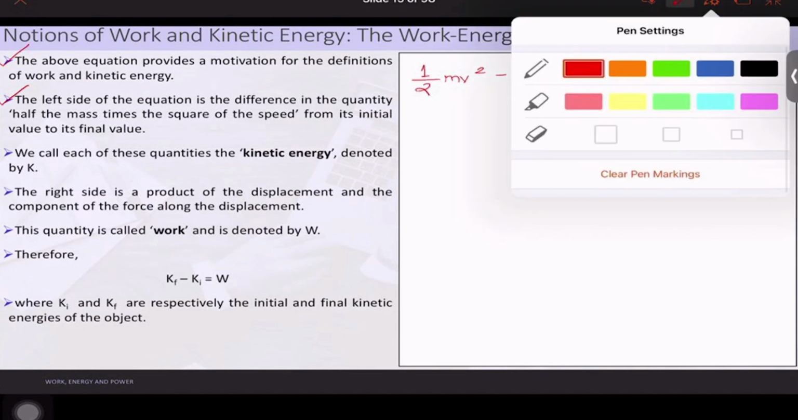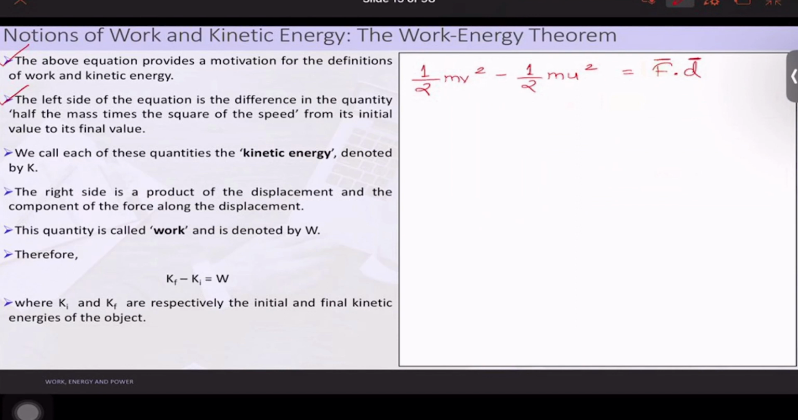Okay, so what is the meaning here? Basically, the left side of the equation is the difference. As you can see, it's a difference in the quantity. What is the quantity? It's half the mass times the square of the speed. So it's square of the speed also and half the mass also. Correct? So half mv square. So the left side of the equation is the difference in the quantity, half the mass times square of the speed, from its initial value to its final value. Okay, so this is your final value and this is the initial value. We just did the difference of both of them.